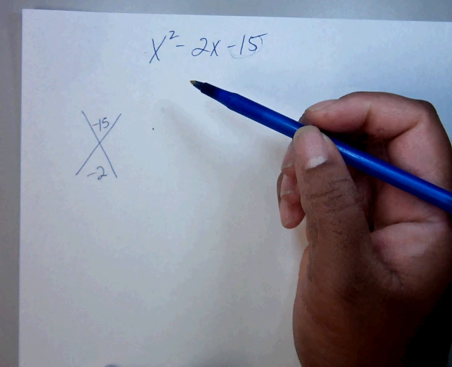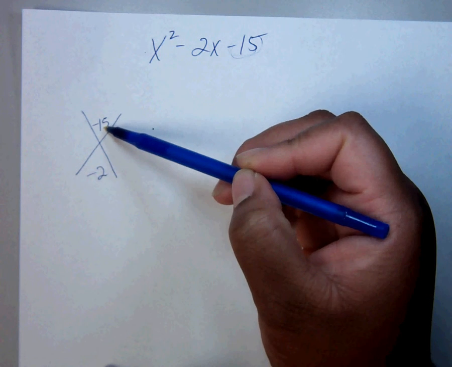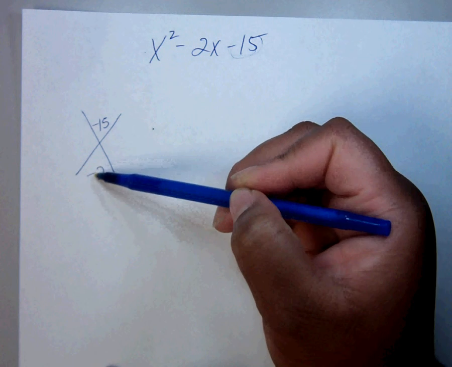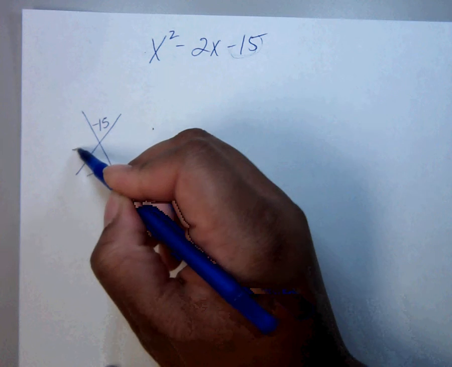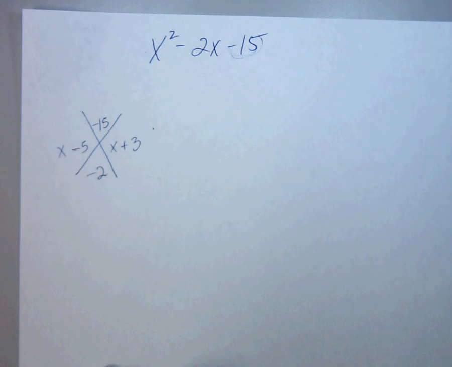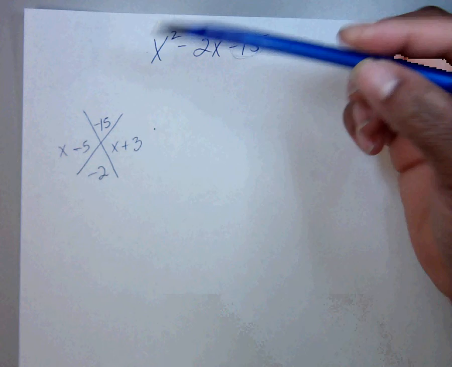Okay, well I know 5 and 3 is 15, but I need negative 15, so one of them needs to be negative. And if I want to add and get a negative, the bigger number needs to be negative. So negative 5 and plus 3. Okay, and there is a 1 here, so we're done.